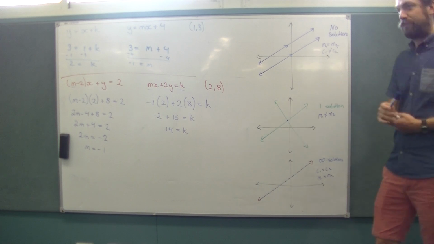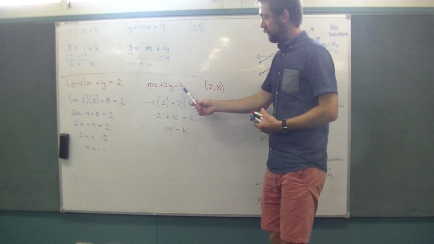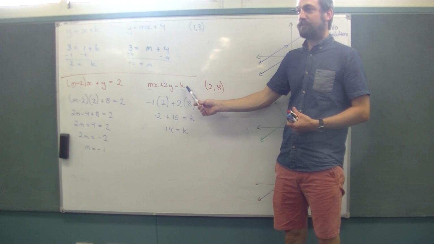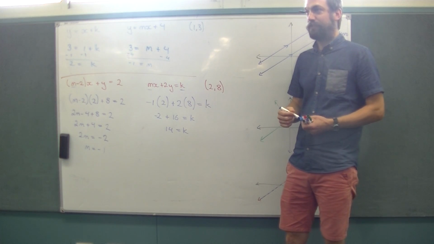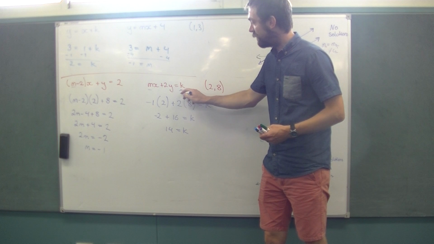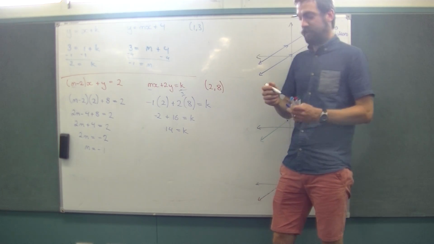So what is k supposed to represent? It's just another variable. What does it represent in this one? Part of the y-intercept, isn't it? Yeah. To find the actual y-intercept, it'd be k divided by 2, because it's 2y. Oh, yeah.